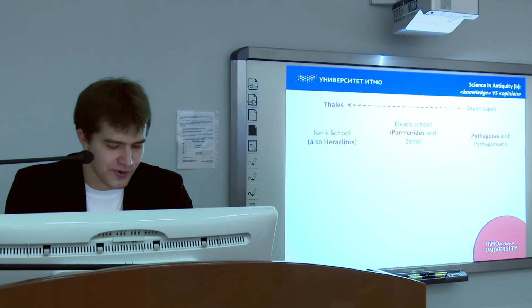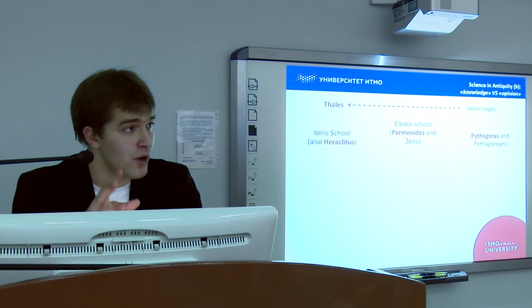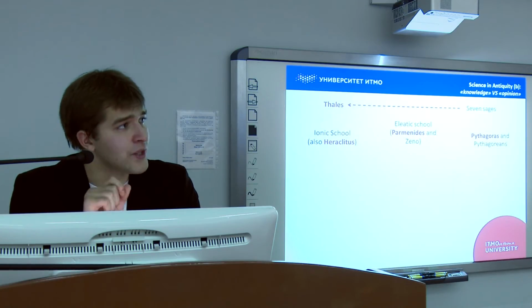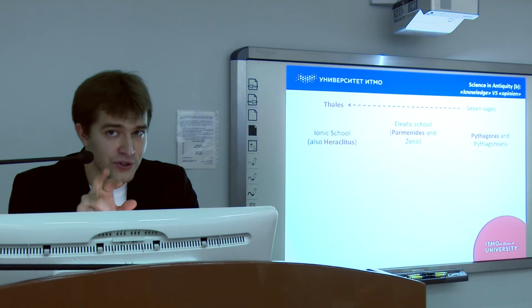Another example of this aporia is about the dart, or about the arrow. So just imagine that we have a bow, we have the target, and we have to shoot the arrow from our bow to this target.